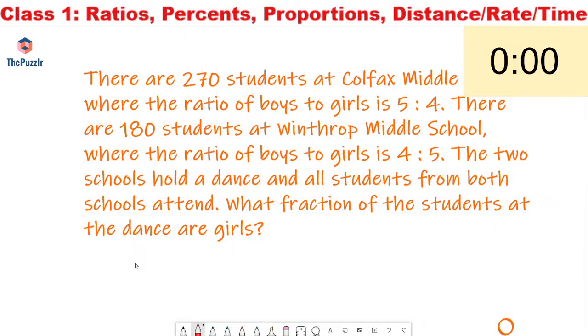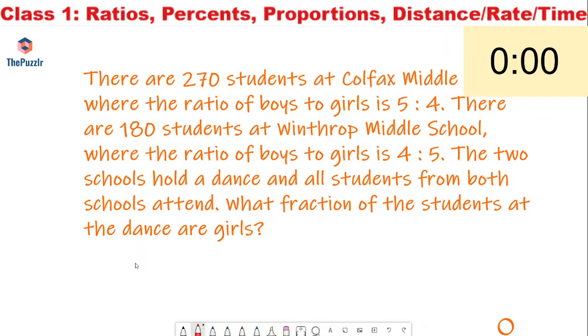If there's 5 boys and 4 girls, then the number of students in total is 9. So 5 ninths, if there's 9 students. I know there's 270 students, but since the elements in our ratio add up to 9, let's use 9. If there were 9 students, 5 of them would be boys, or 5 ninths of them would be boys, and 4 ninths of them would be girls.